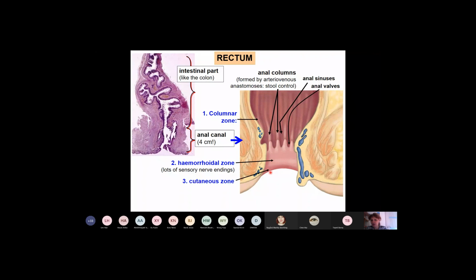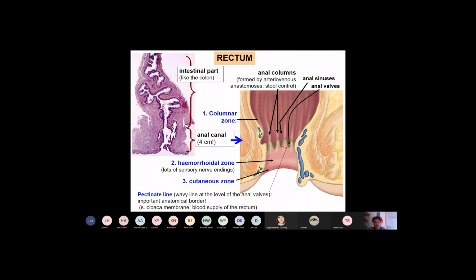And the outermost zone is covered by the skin. That's why it's called the cutaneous zone. The pectinate line is this wavy border between the hemorrhoidal and columnar zones, and this is an important embryological and anatomical border as well.